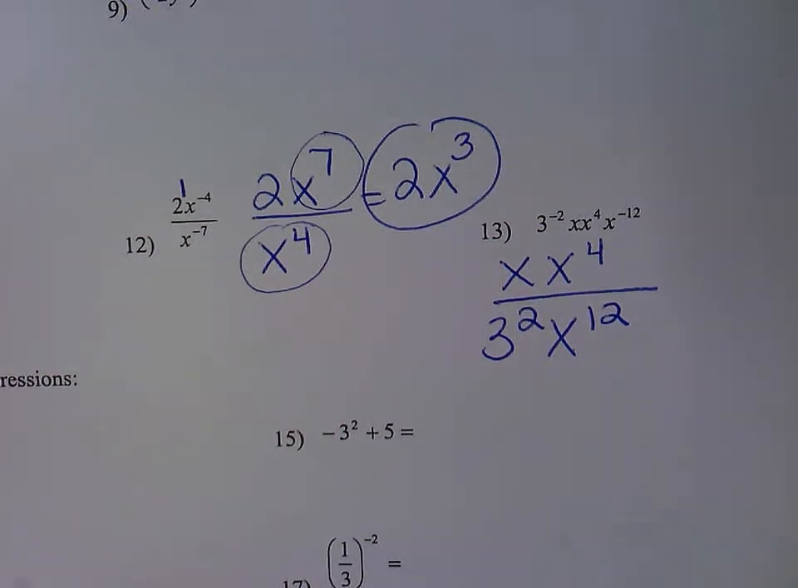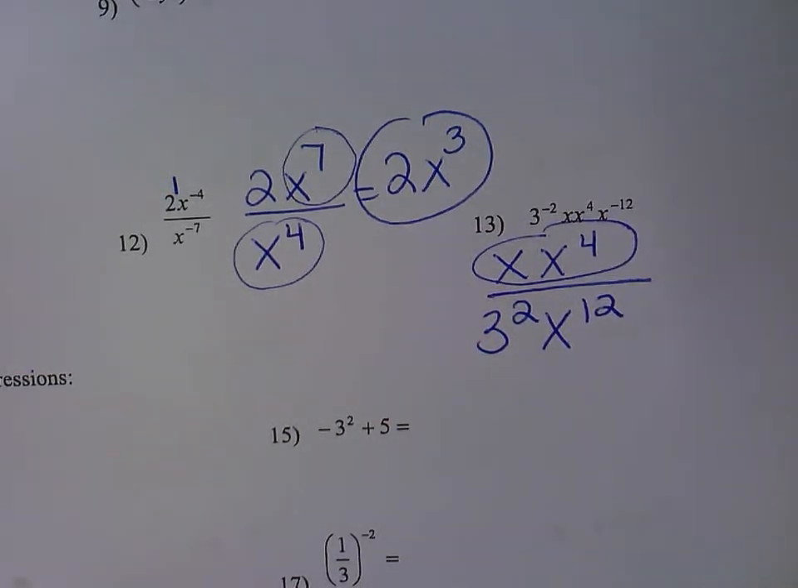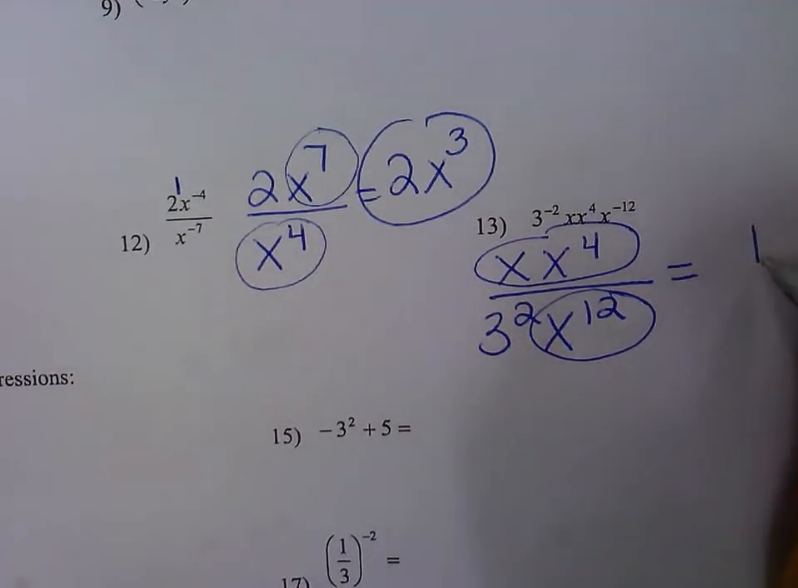So how many x's do I have in the numerator? I have x to the 5th total, right? How many x's do I have in the denominator? I have x to the 12th total. So where do I have more x's? Denominator. So my x's are going to be left in the denominator. How many will I have left after I cancel 5 of them? I'll have 7 of them left in the denominator. So you need to write your answer as 1 over 9x to the 7th.